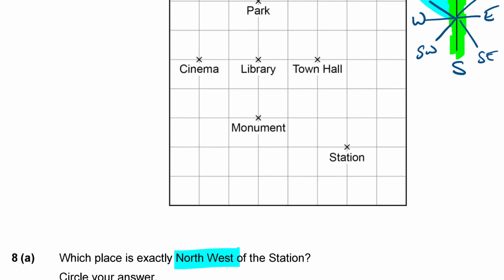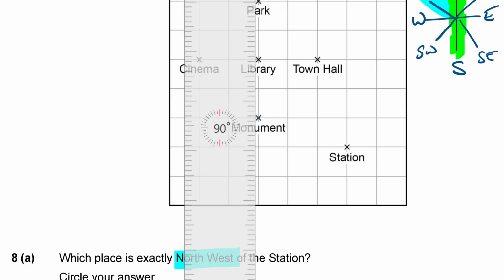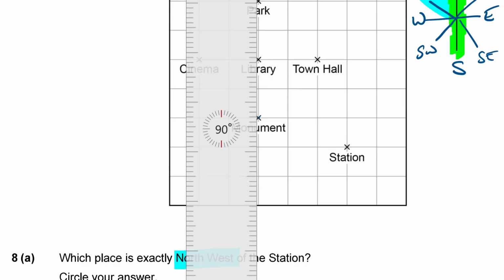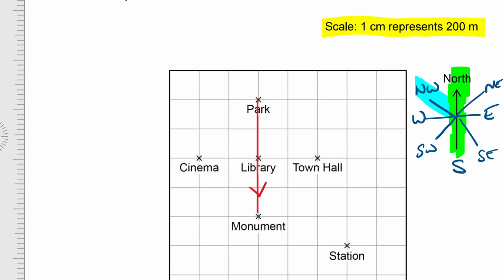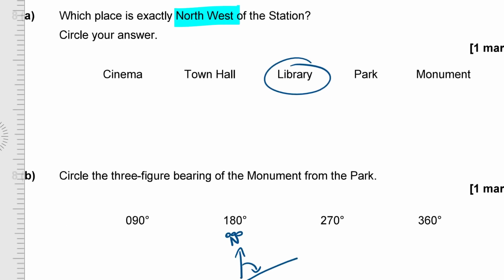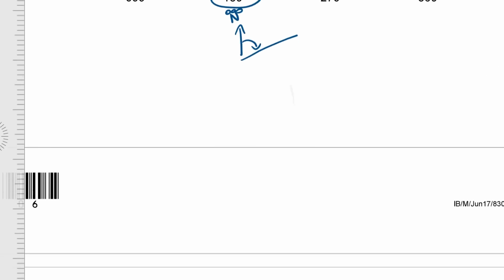So going to the monument from the park, you can see you're going directly downwards, isn't it? So let's just mark that on. It's going that direction. Okay, so we said this way is north, so I'm going an angle of 180 degrees around from the north line. So that is going to have a bearing of 180. That one. Any more? Yes.